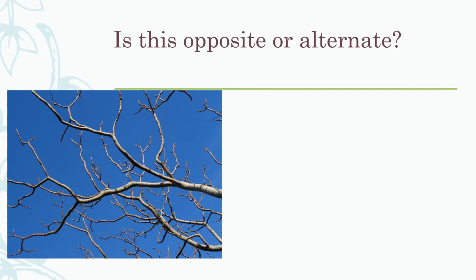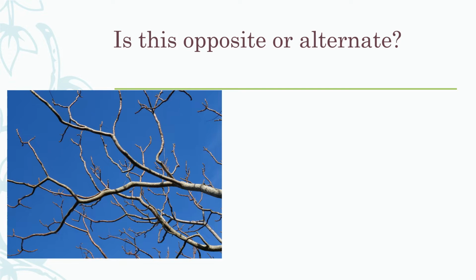All right, so let's get some practice determining if branching is opposite or alternate. The image below shows some sort of a tree, and I'd like you to figure out if it's alternate branching or opposite branching. Look at how the branches stem off of each other, how the twigs stem off of each other. Take a moment to pause this video and look at the tree.